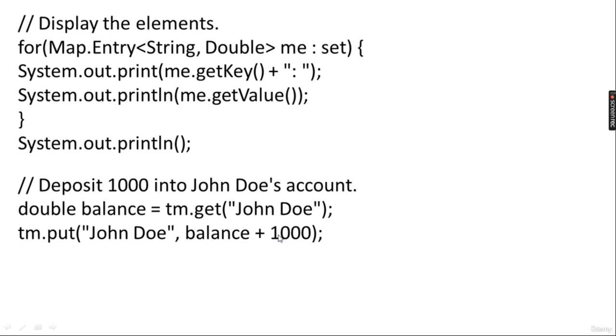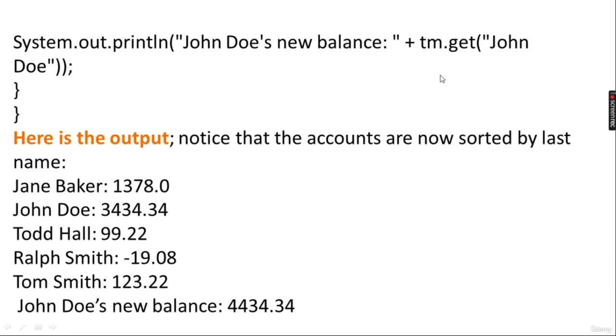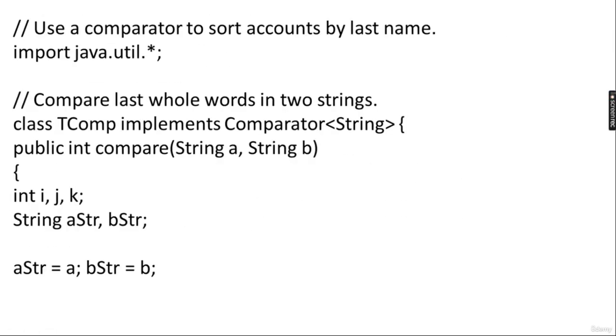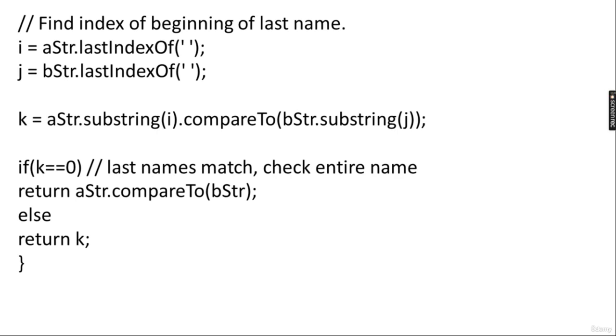Then again add 1000 rupees or 1000 currency to John Doe's account balance, and John Doe's new account balance is given. Okay. So last names ordering is used over here. Why? Because we have passed here the comparing for a string of first file index of beginning of last name. Okay. Here it has found out by using the last index of space.